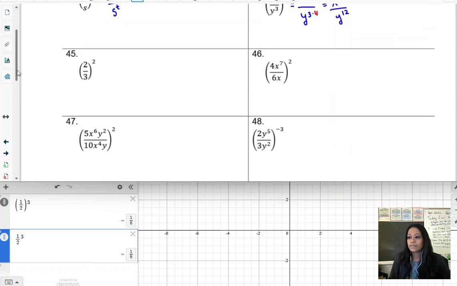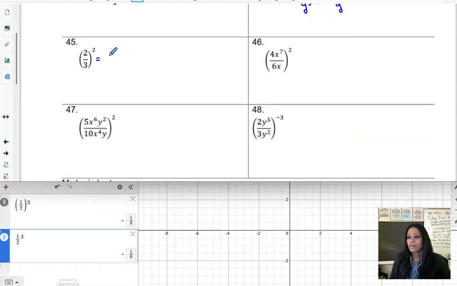All right. 2 squared over 3 squared. 2 times 2 is 4. 3 times 3 is 9. And that's all right. This one, the 2 goes to a lot of different things. 4 different things actually. The 4, the x to the 7, the 6, and the x.